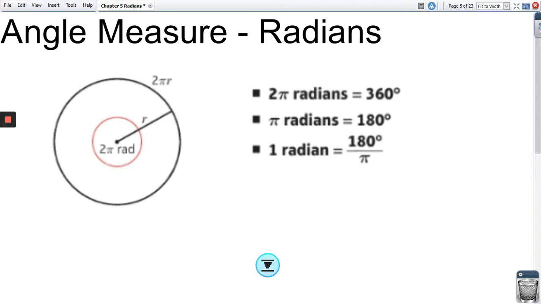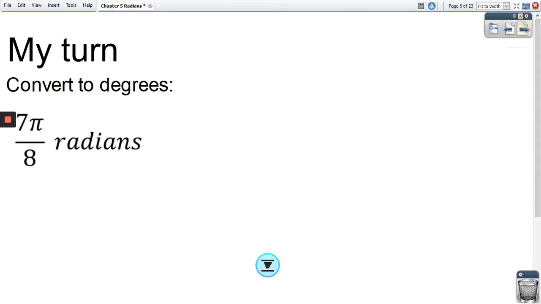And that will be the rest of this video, looking at how we turn radians into degrees. And then later on, we'll look at turning degrees back into radians. So let's have a look at our first example.